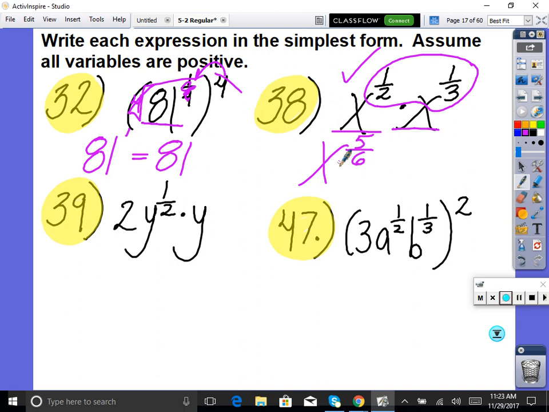Okay, let's look at 39. This is all multiplication. Do not call this, oh, there's no exponent there. Yes, there's a 1 there. When you multiply, you add. So we have 2y to the 3/2.